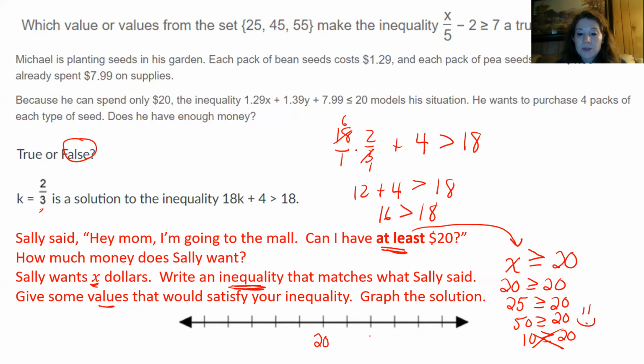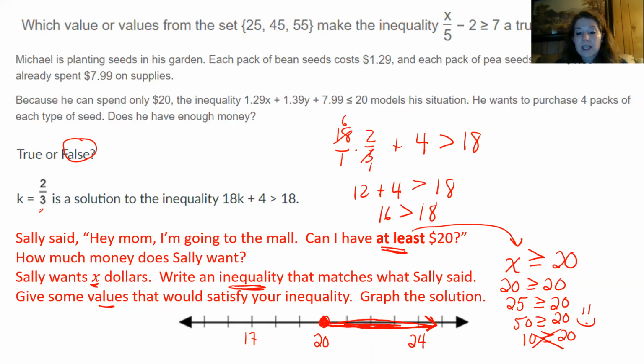So this will be 21, 22, 23, 24, so on and so forth. This would be 18, 19, 17, 16, so on and so forth. So we're going to start by graphing 20, and we're going to fill this dot in because Sally would take $20 or any number to the right of 20 on her number line. And that is how you graph that inequality.